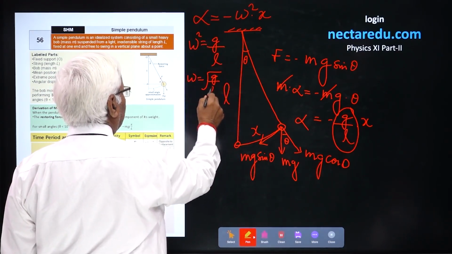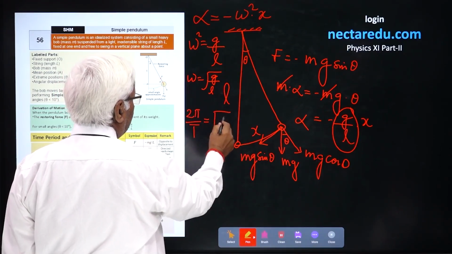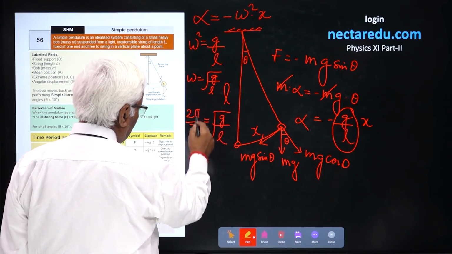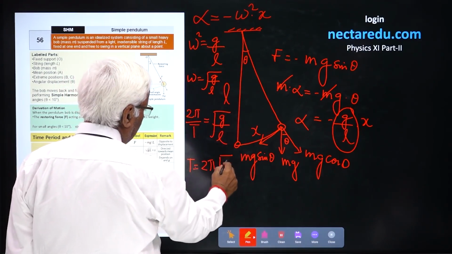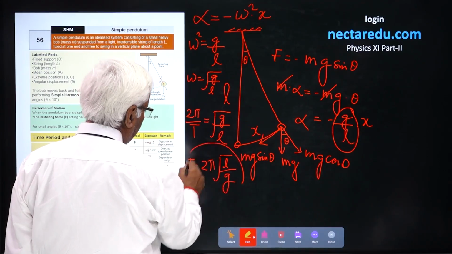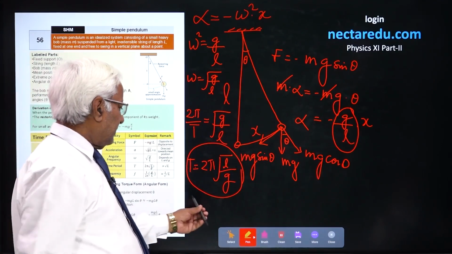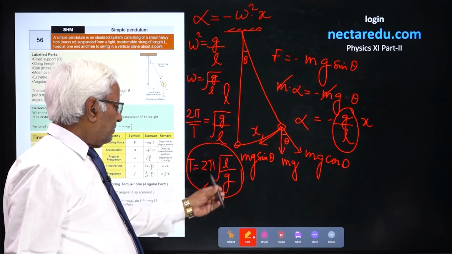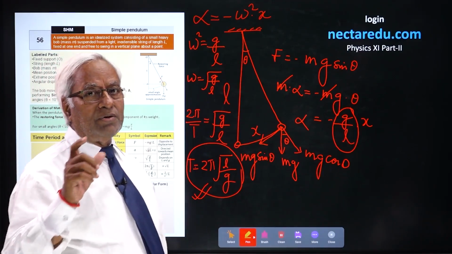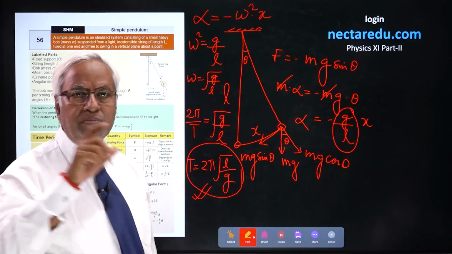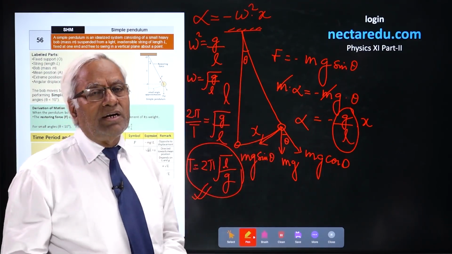And if you take this as 2 pi by T, you get this result finally, that is giving you the value 2 pi root L upon g. This is the formula for simple pendulum, time period for simple pendulum. One condition is already imposed here, that angular displacement is very small. Not only that, this pendulum too is very, very small in length.